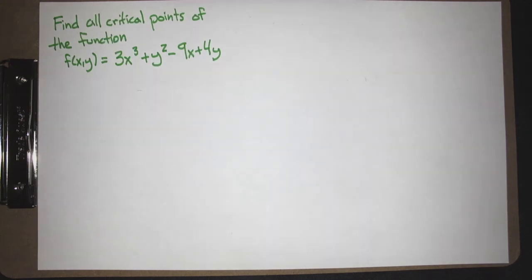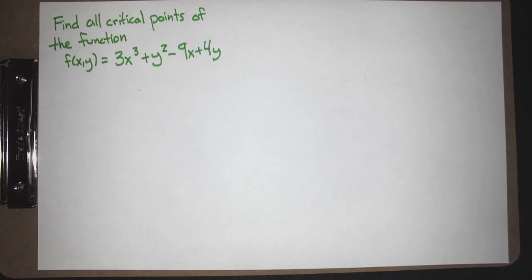Find all the critical points for the function f of x y equals 3x cubed plus y squared minus 9x plus 4y. Now, in relationship to what we just talked about, is there any boundary to this? Just want to be clear. Boundary would be like on the region where x goes between 2 and 4. That's the kind of thing when you see boundary. So there's no boundary here. This is a nice function.